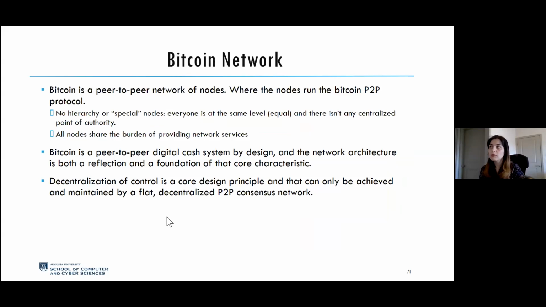So we also talked about the Bitcoin network generally. Bitcoin is a peer-to-peer network. That means there is no hierarchy and no node is a special node. All the nodes are at the same level and have to share the burden of the work of the network.